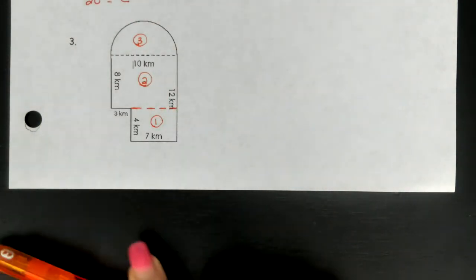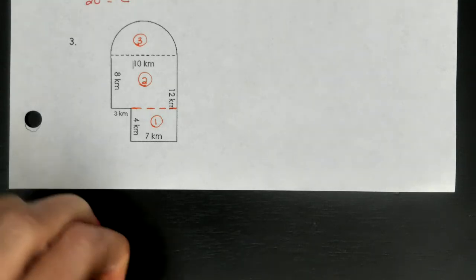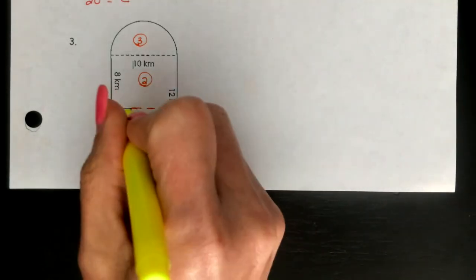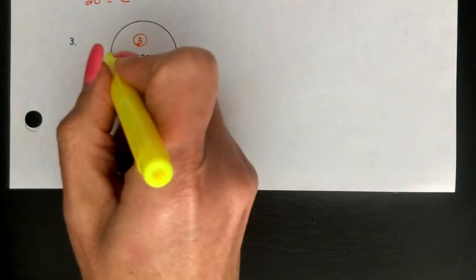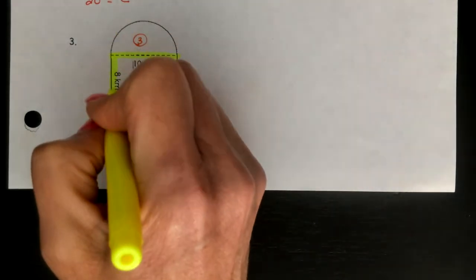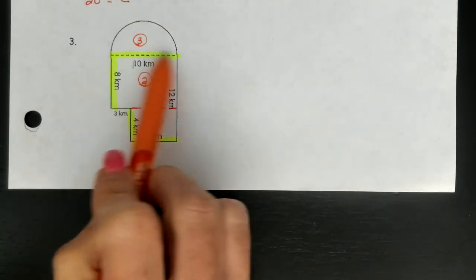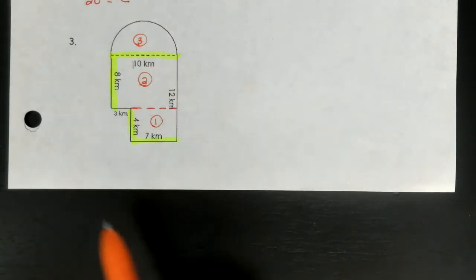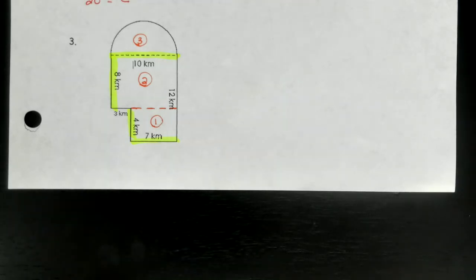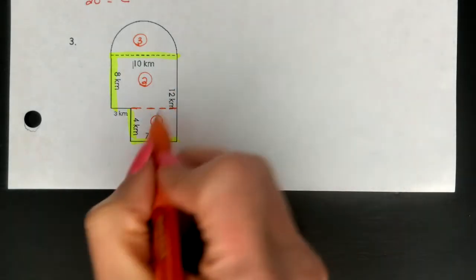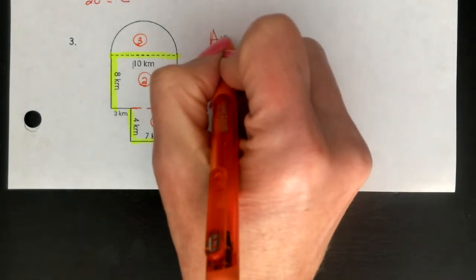So what do I have? I need to determine if I have everything that I need. I do have a base and a height for this rectangle. I do have a base and a height for this rectangle, so I can do that. And then also, this distance is the diameter of my semicircle. So I literally have everything that I need in order to find the area of each piece and then add together. So let's start with number 1 for our area.